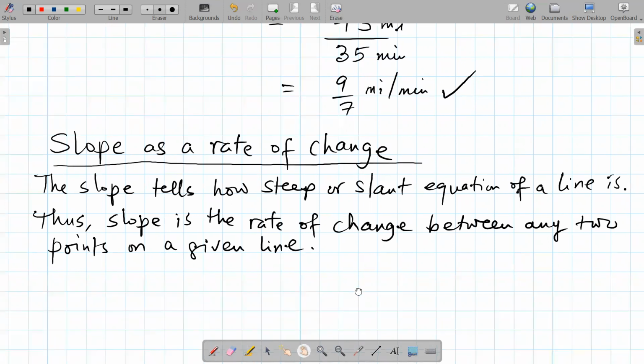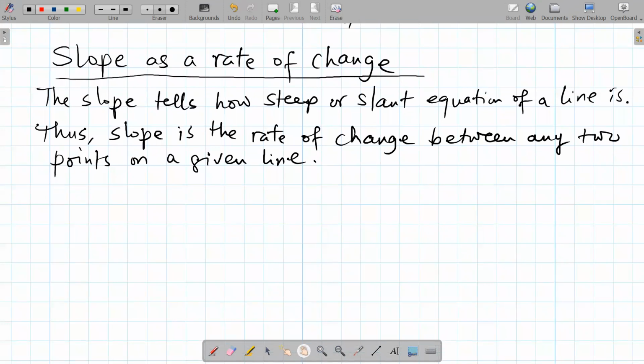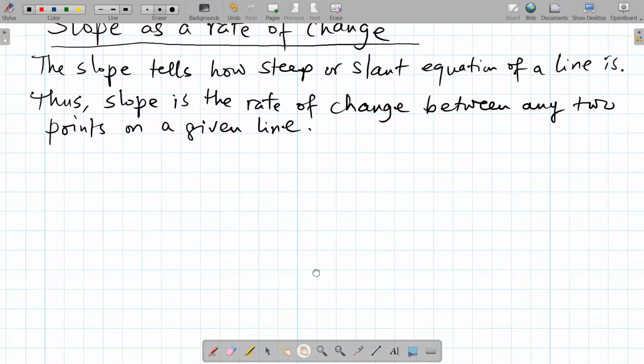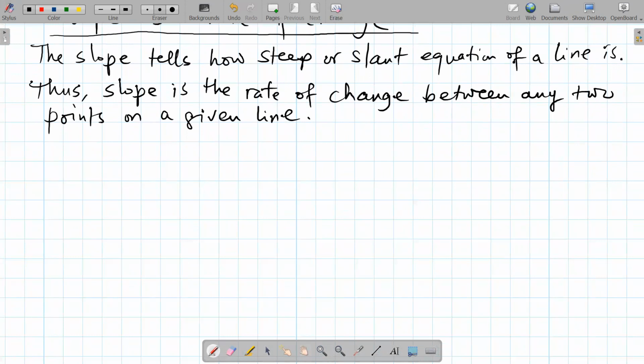Let's consider a graph of a given line, okay? So let's say that this is my graph here.